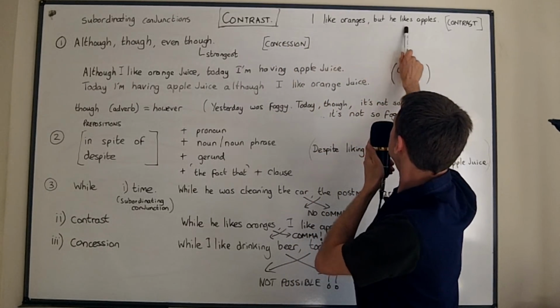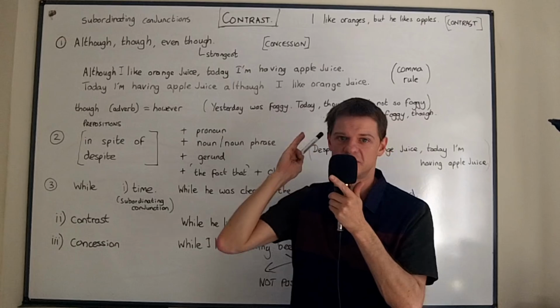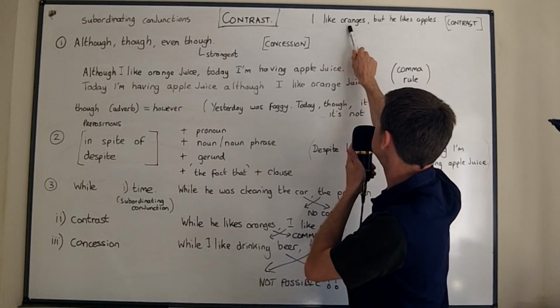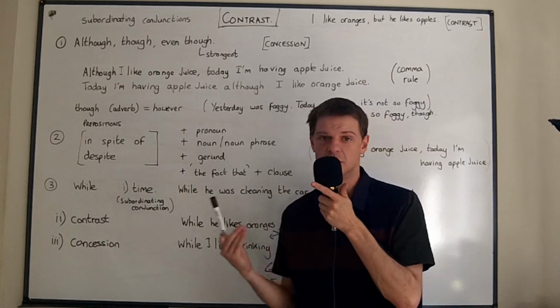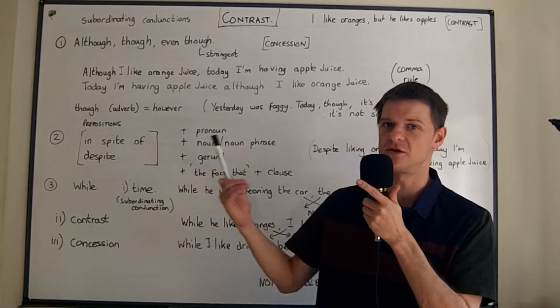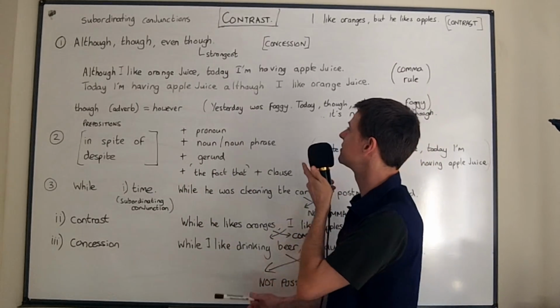So this would be an example of contrast, a direct contrast between two things. I like oranges, but he likes apples. That's a contrast. You have a direct contrast between two different people and two different tastes.